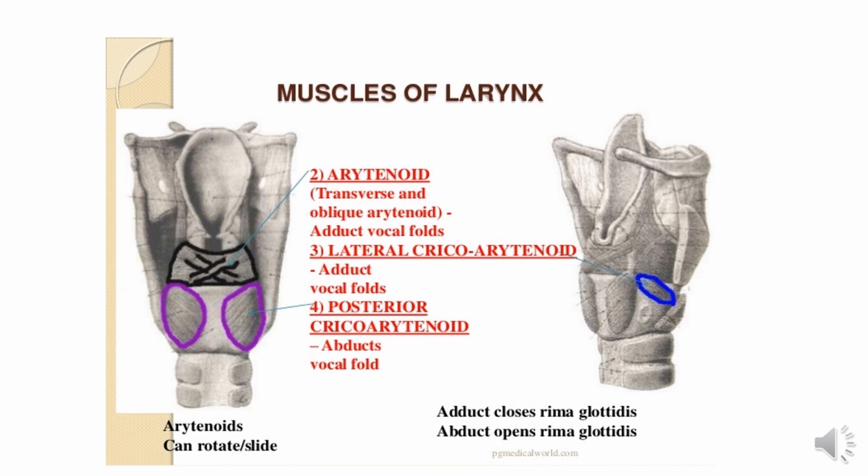while the posterior cricoarytenoid muscle, the only abductor muscle of the vocal cord, arises from the posterior surface of the cricoid and inserts in the posterior surface of the arytenoid. Contraction of this muscle causes abduction of the vocal fold.